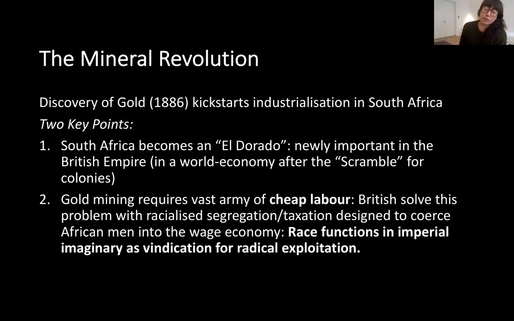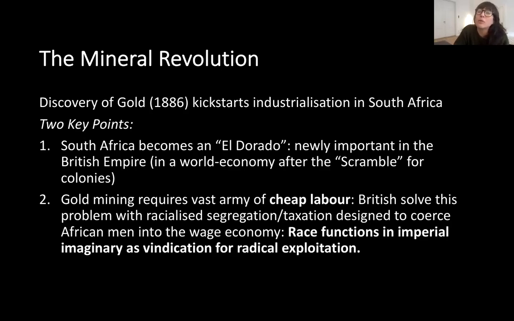I've mentioned this phrase, the mineral revolution, several times now. The mineral revolution is a period of time in the late 19th century in South Africa that was inaugurated by the discovery of gold in the Witwatersrand in 1886. Gold is a mineral, hence mineral. And revolution suggests rapid change, and the revolution in question here is really attendant on industrialization processes.